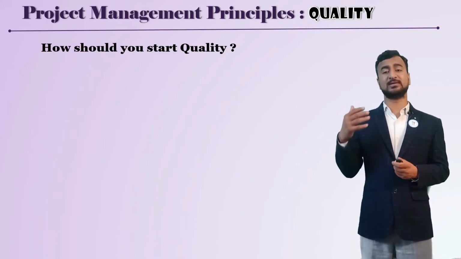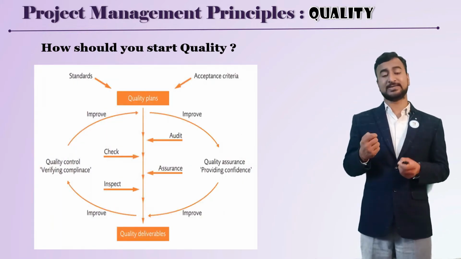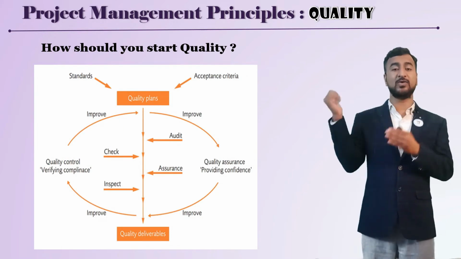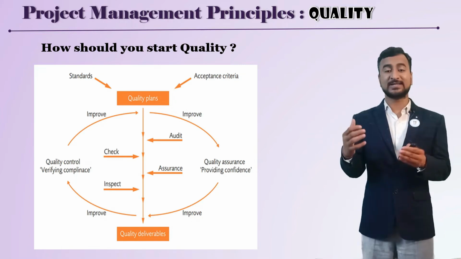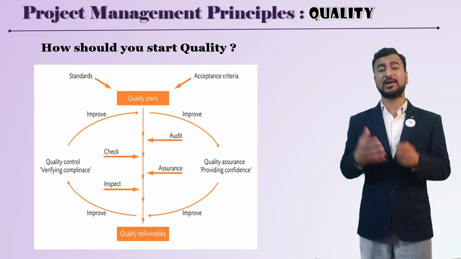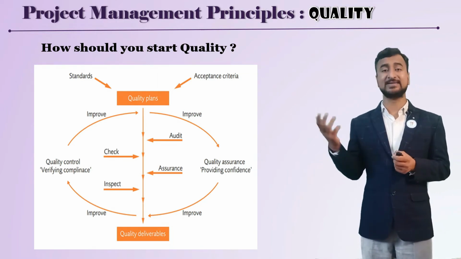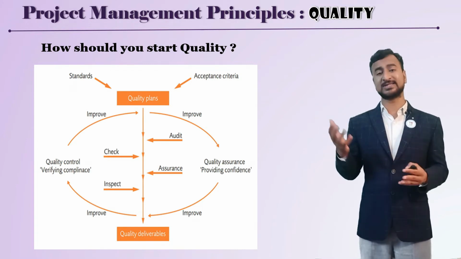Now let's further understand this. How should you start the quality things? As you see over here, it's from beginning to the end. You can start by following some standards. ISO 9000 is a quality standard, so you can take that external standard framework, or you can use your own organization's standards.